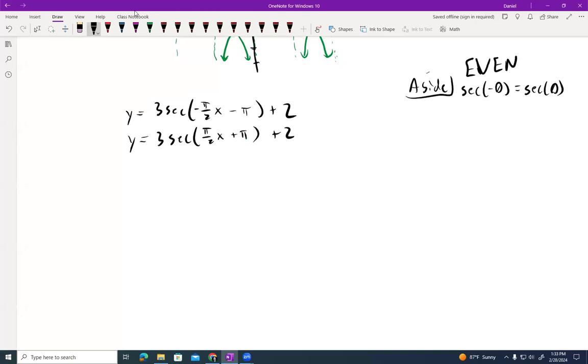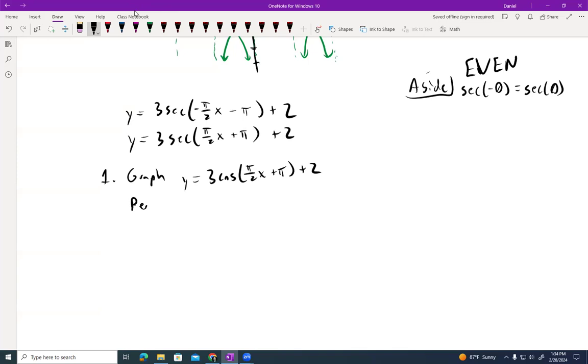Okay, so that's different than the odd function. With the odd function, I factor the negative all the way out and it became a negative 3 out front. Now I still have a positive 3 for secant, though. So now our step one is to instead graph y equals 3 cosine of pi over 2 x plus pi, plus 2. We're going to do a lot of the same work here, but that's okay. We'll just do it again.